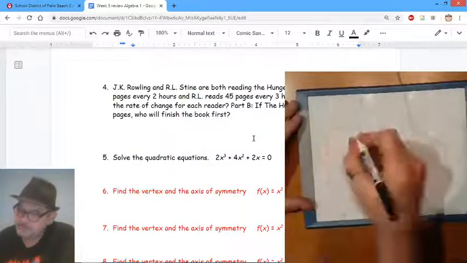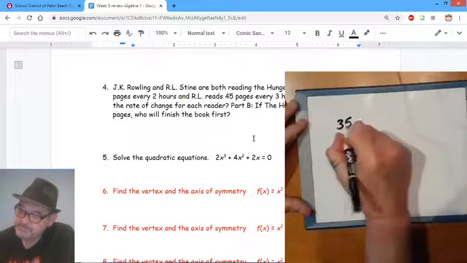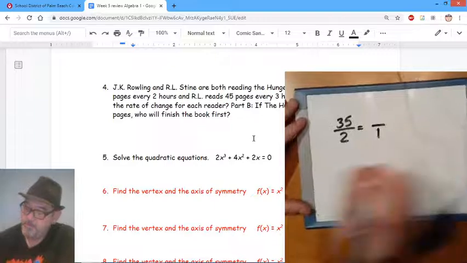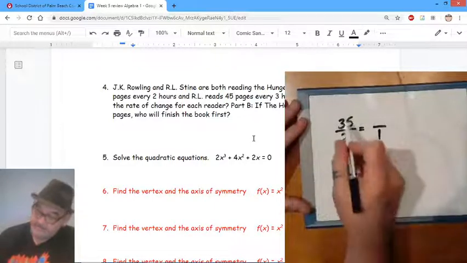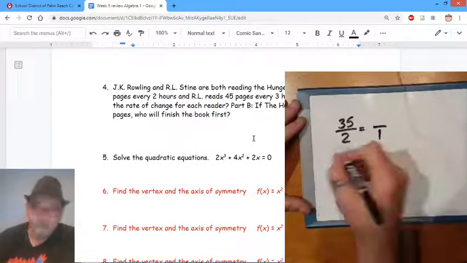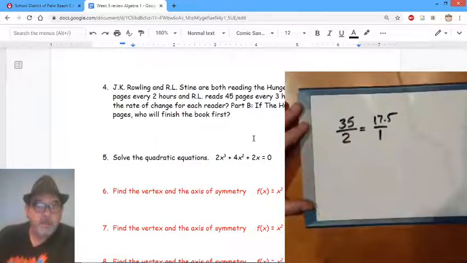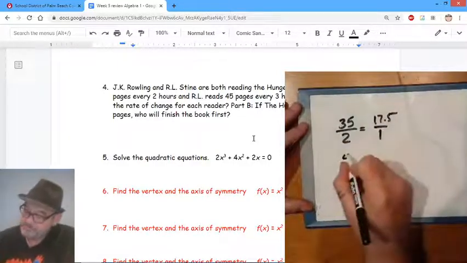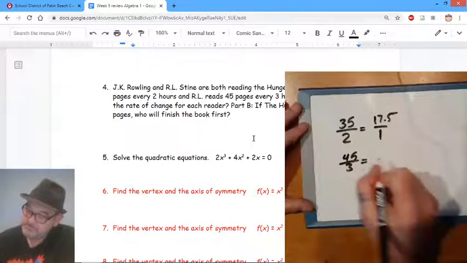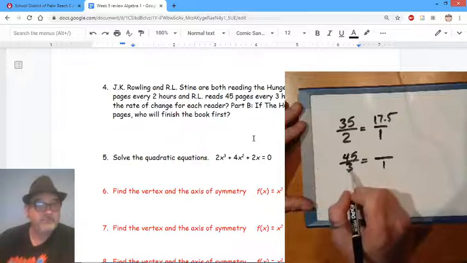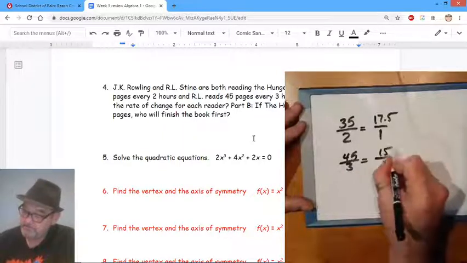So J.K. reads 35 pages every 2 hours. What's 1? I don't care about 2. I need to know 1. How do I find that? A divide. 35 divided by 2 will give me 1. And that's 17.5. R.L. Stine reads 45 pages every 3 hours. So what's the rate of change? I don't care about 3 hours. I need 1 hour. So if he reads 45 in 3, how many is 1? Well, 15. You just divide it.